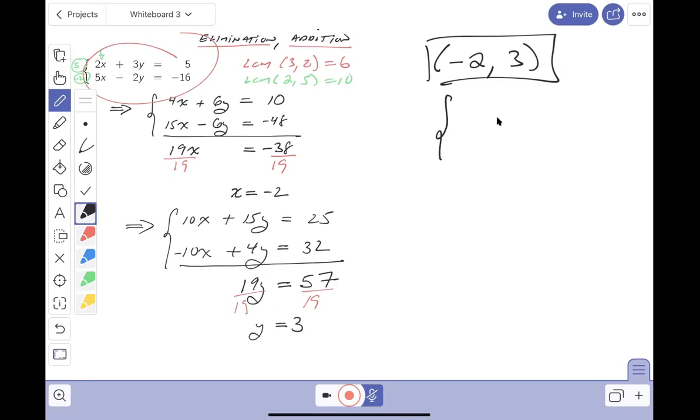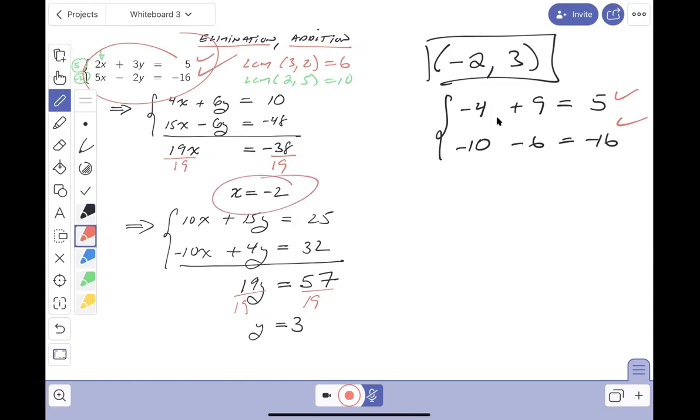Well, I'm going to do the x first. That would be minus 4 minus 10. And then I'm going to do the y's. Plus 9. Again, I think y is 3, minus 6. Minus 4 plus 9 is 5. And minus 10 minus 6 is minus 16. Does it check? Of course it checks. All right. So what do I know? I know x is minus 2. And I know y is 3. This is what's known as elimination or addition.